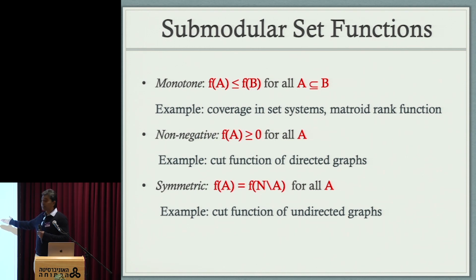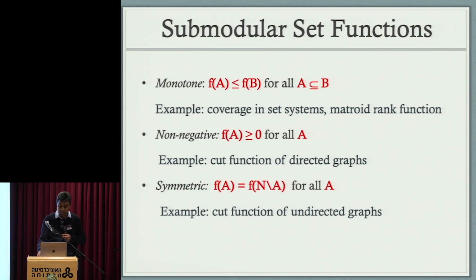The cut functions in directed graphs are non-negative, but not necessarily monotone, while cut functions in undirected graphs are symmetric, which are not monotone. So these are some canonical examples. There are many, many examples.